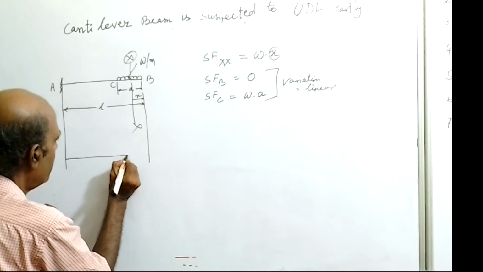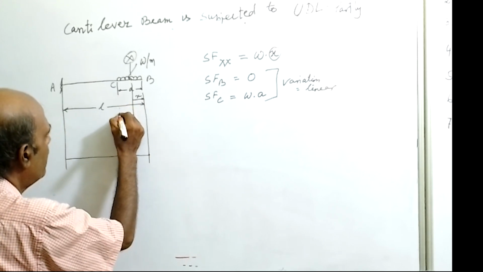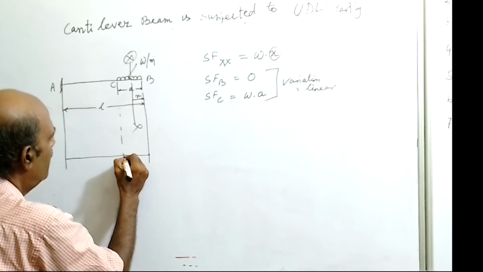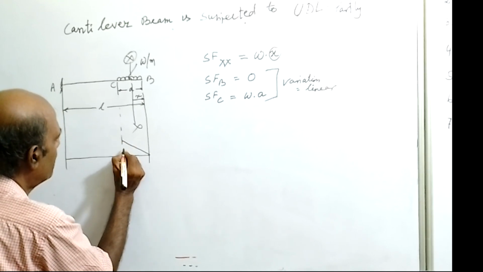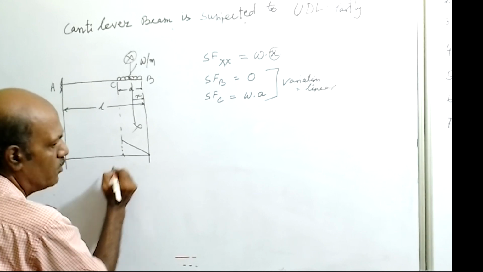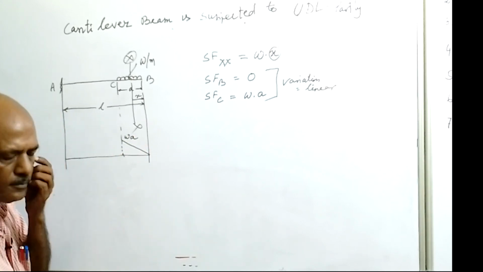Variation is linear. So that means if we draw the part of this diagram, part of this shear force diagram, so this is the baseline. At this point it is 0. At this point, at point C, it is W into A. So this height with some scale measure it W into A. So we are writing here W into A.